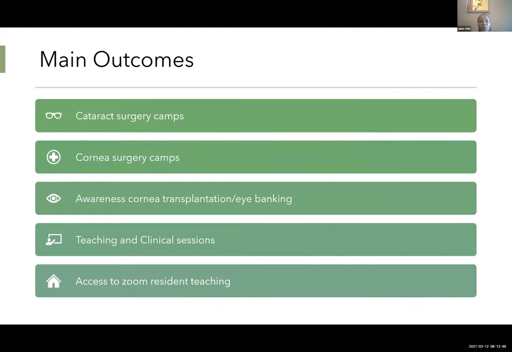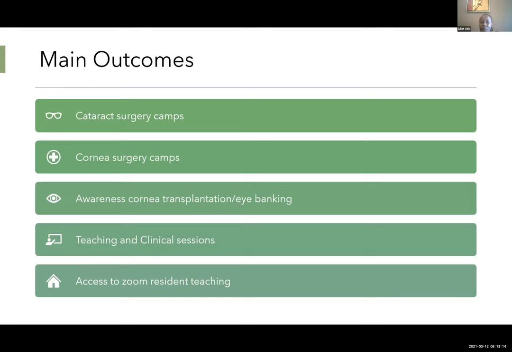So the main outcomes were the cataract surgery camps. Every time we had a visit, we'd do up to about 150 surgeries. There were the corneal surgery camps as well. Matt would go and do corneal transplant awareness campaigns on radio about eye banking, because we're still in the process of trying to start an eye bank in Uganda. Then we'd have teaching and clinical sessions.